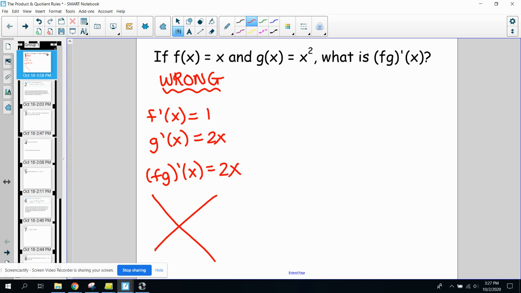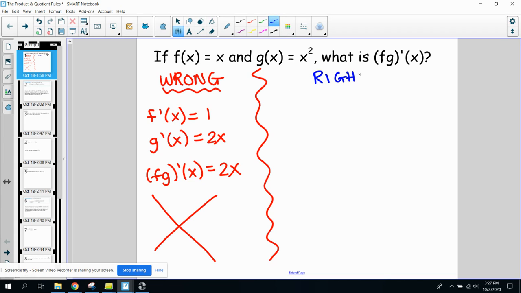So we're going to put a big X here. Don't do that. Sometimes it's easy to think that's what you should do because with addition and subtraction, you can find the derivative of the individual pieces first and then combine them. But when you're doing multiplication, you can't do that. So what we really want to do here is actually do the multiplication part first.